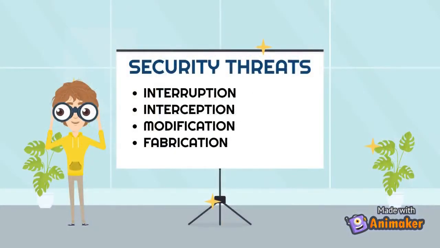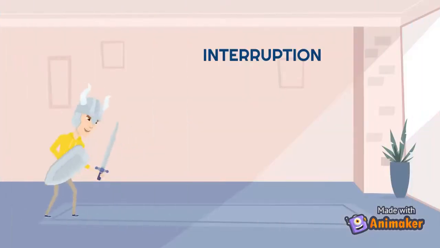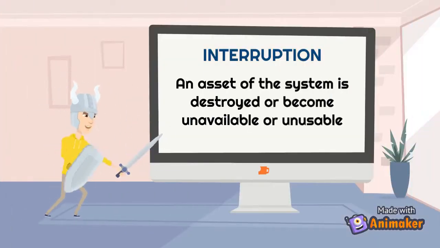Now let's move on to the security threats. There is interruption, interception, modification and fabrication. Interruption is when an asset of the system is destroyed or becomes unavailable or unusable.